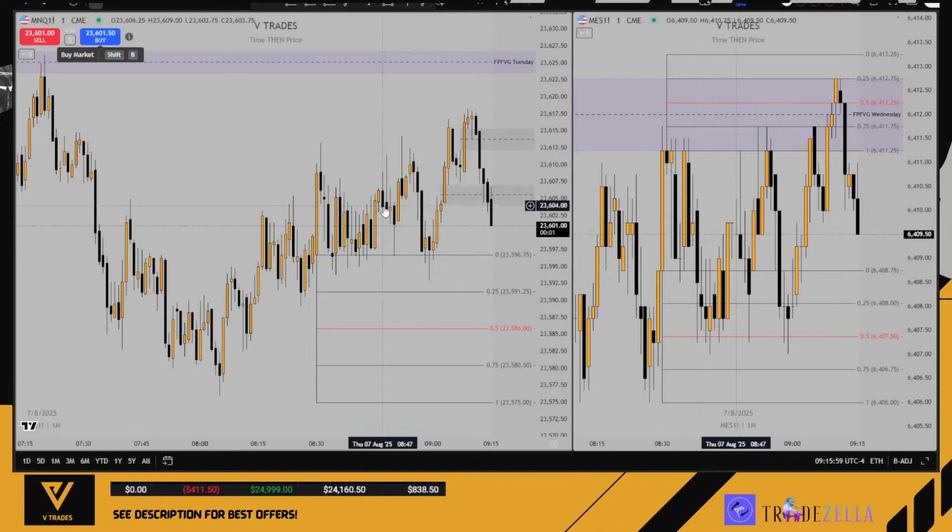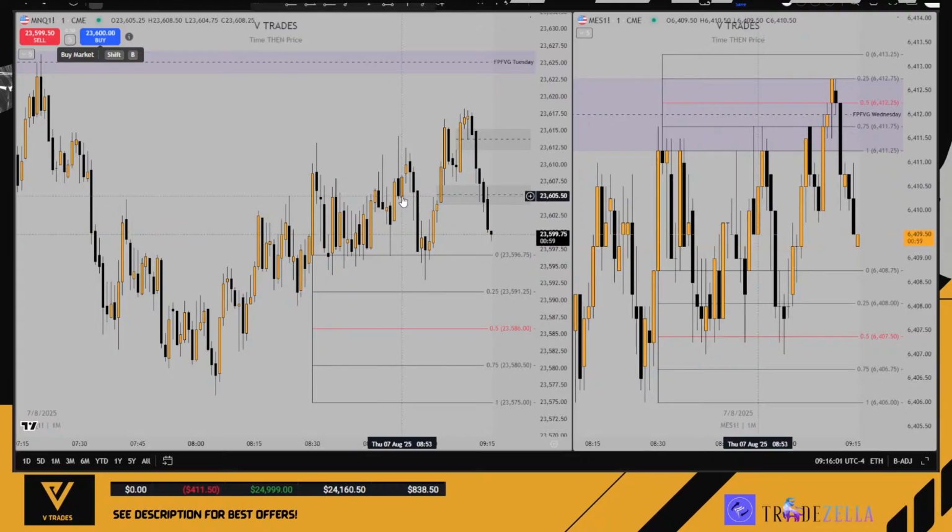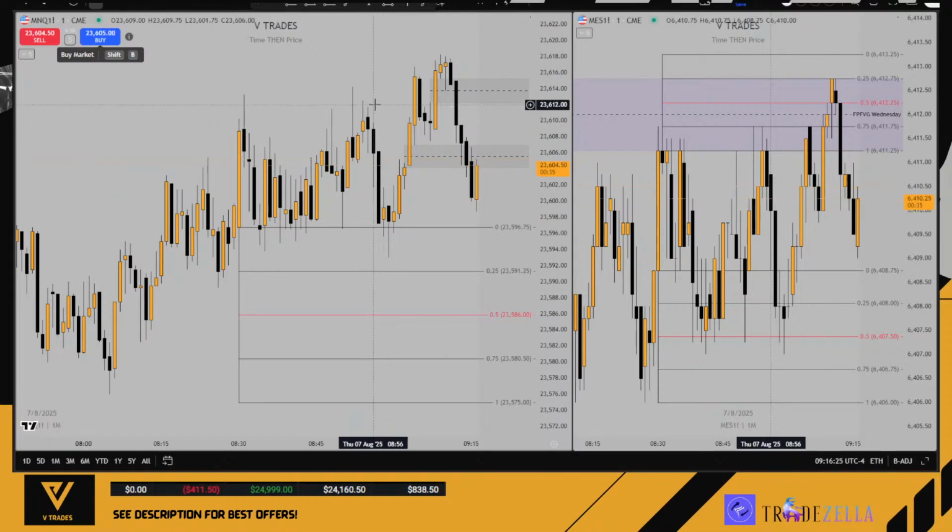Seems like it is using this BC to be inverted bearishly. Have you ever tried NASDAQ or any other futures? Right back in that fair value gap.